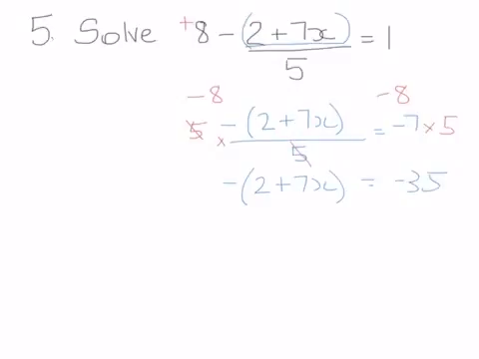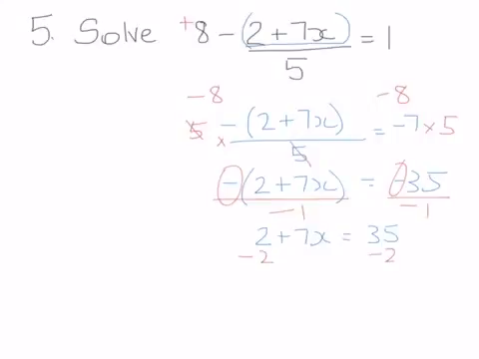Now there's two ways to go here. I could bring the minus sign in with the two terms in the brackets, or because both sides are negative, we could divide both sides by -1, and that will get rid of the negatives on both sides. So we're left with 2 plus 7x equals 35. Then taking 2 away from each side, I'm left with 7x equals 33.